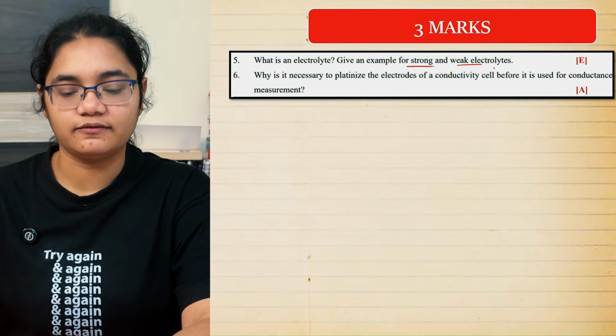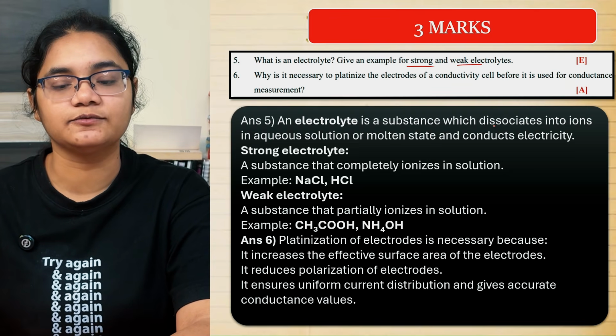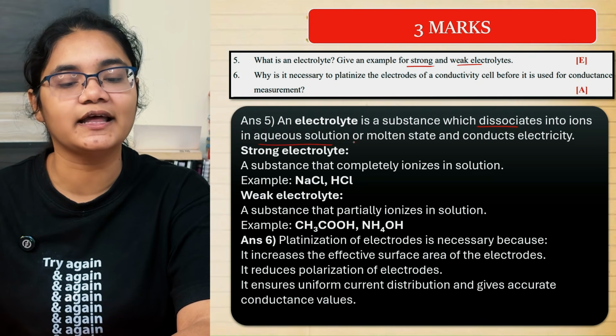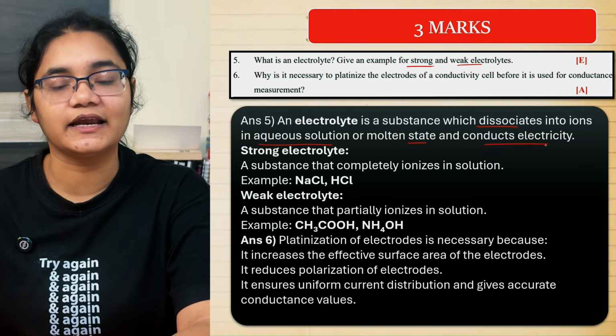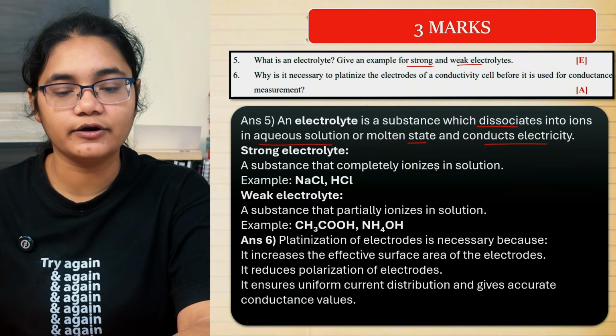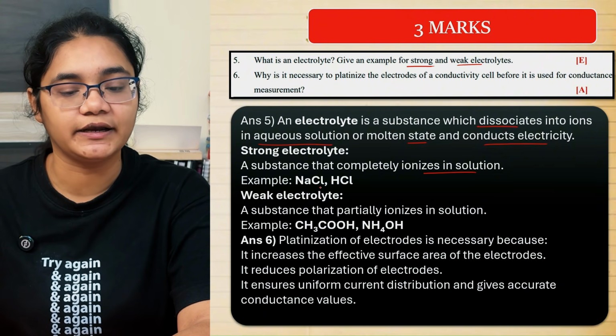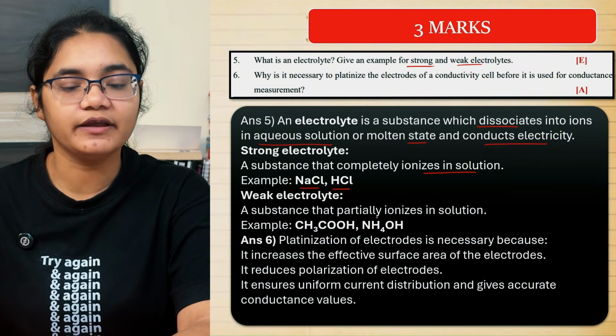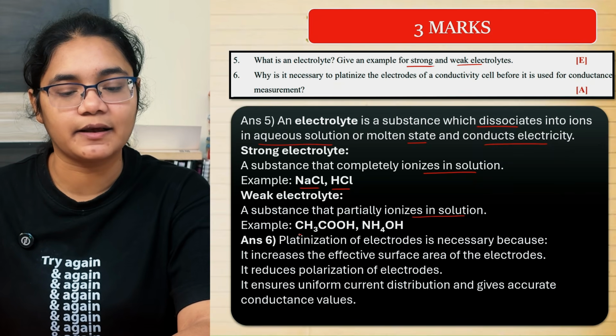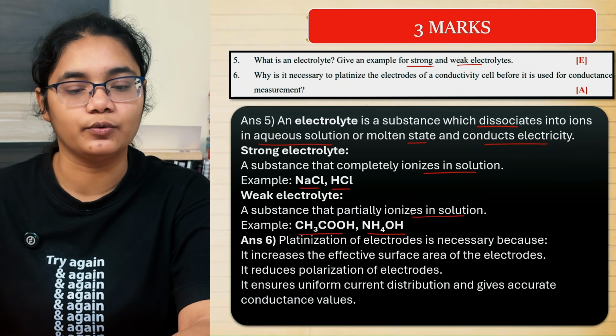Next, what is an electrolyte? Give an example of strong and weak electrolyte. So electrolyte is a substance which dissociates into ions in the aqueous solution or in the molten state and conducts electricity. Strong electrolyte is something which can ionize completely, example NaCl, HCl. Weak electrolyte ionizes partially, example CH3COOH or NH4OH.